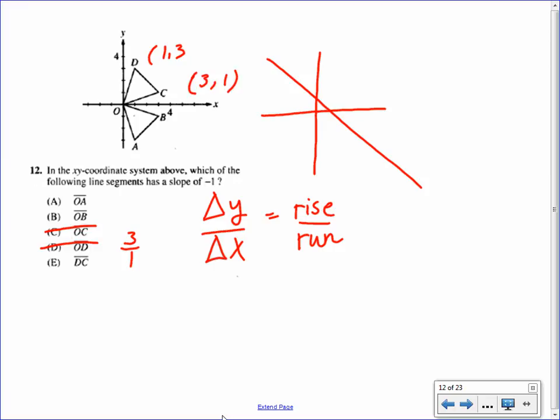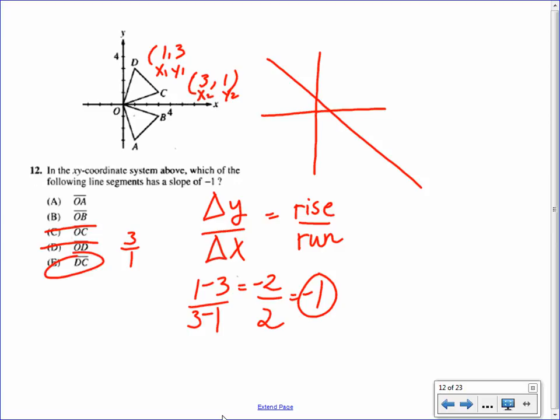Okay, so then the change in the y over the change in the x, we could actually do this out. y2 minus y1 will be 1 minus 3. x2 minus x1 will be 3 minus 1. So this will give us -2 over 2, which gives us the slope we want of -1. So then we know DC is right.